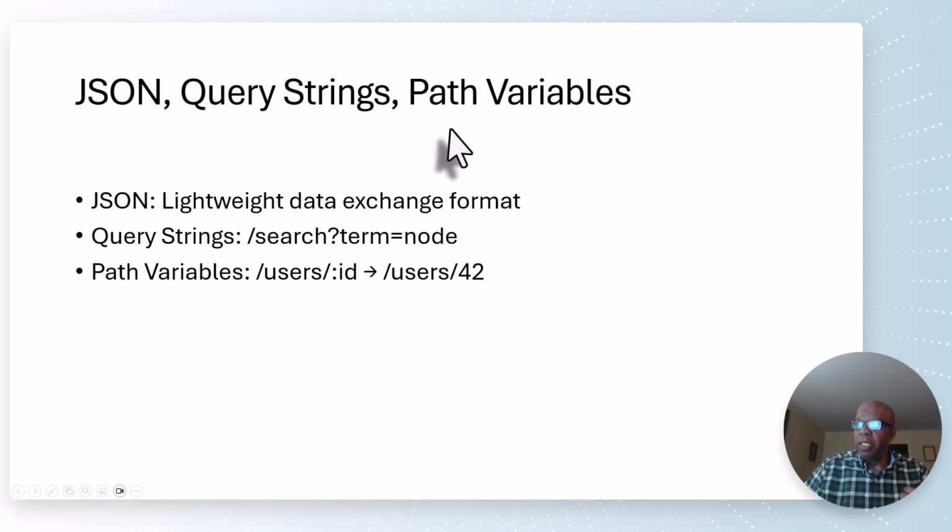JSON, query strings, path variables. JSON is lightweight, and query strings can be passed back, such as search items and path values. Here, you're saying that we can use variables to send data back and forth. Later on, you'll see where we can store these variables, both on the client side and the server side. As far as storage, where do we put them?